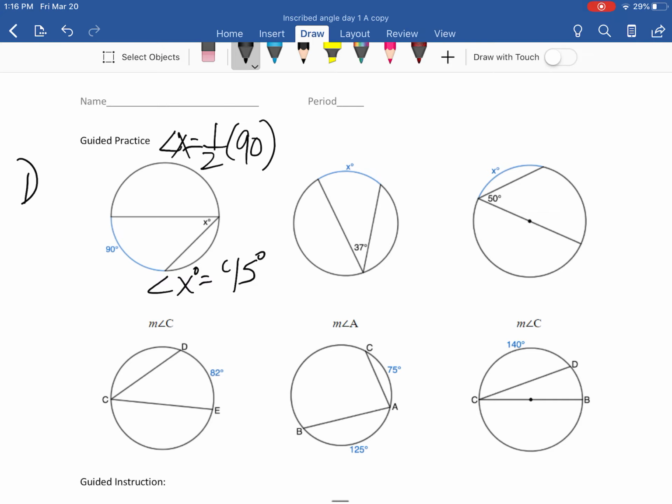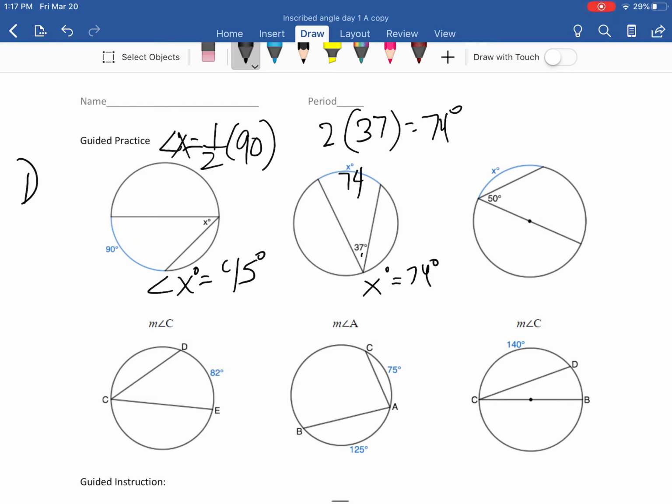For our second example, we're given the reverse. You're given the angle, but you need to find the intercepted arc. So what you would do is multiply 37 times 2. That gives us 74 degrees, or x degrees equals 74 degrees. This is the same property because 1/2 of 74 is 37.